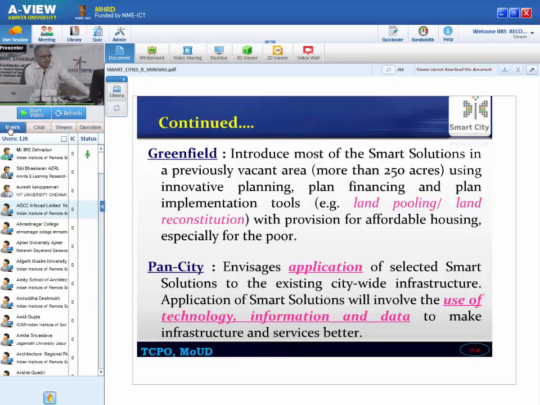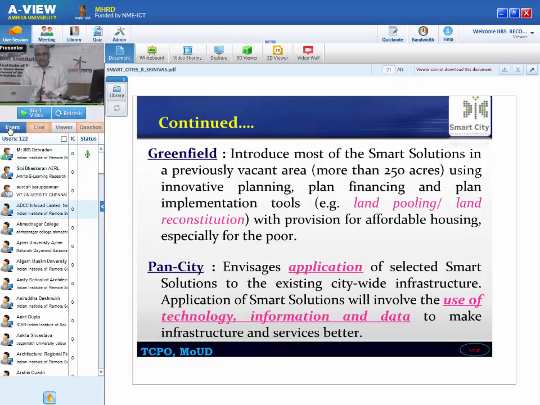The third strategy is greenfield. A city can identify any vacant area, maybe more than 250 acres, and using innovative planning, plan financing, and plan implementation tools like land pooling and land reconstitution, with provision of affordable housing, especially for the poor. Any greenfield town development can be envisaged. However, it also has to focus on affordable housing. It's not that with greenfield development you are going to cater only to the higher income group of society. The urban local body has to take appropriate action for providing housing for the urban poor.